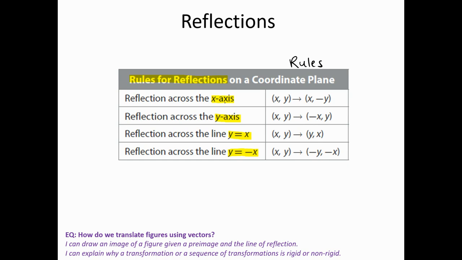And then the other thing I want to comment on quickly is just a reminder, the x-axis is the horizontal reference line on the graph. The y-axis is the vertical reference line on the graph. Y equals x is going to be what I call a perfect diagonal. It starts in the lower left and goes to the upper right. Y equals negative x does the reverse. It's a perfect diagonal in the opposite direction. So those are kind of what your lines of reflection are going to look like.